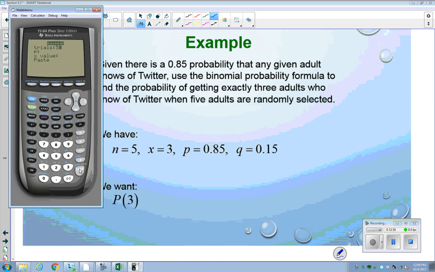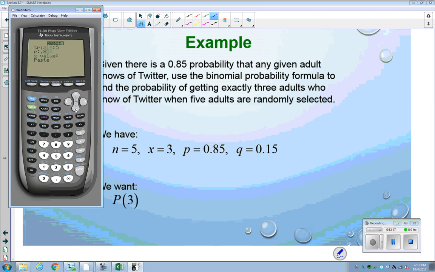No, I'm putting in the number 5. And then you'll put in a comma. Okay? I'm going to cursor down now on my 84. And it says P. It doesn't say Q, it says P. That means the probability of success. My probability of success is 0.85. So I'm going to type in 0.85. Those of you with an 83, after you put that comma, you're going to put 0.85. Then you're going to do another comma.